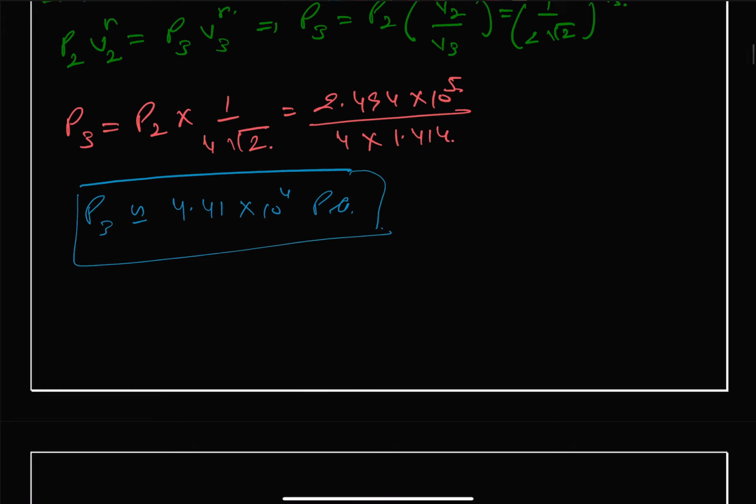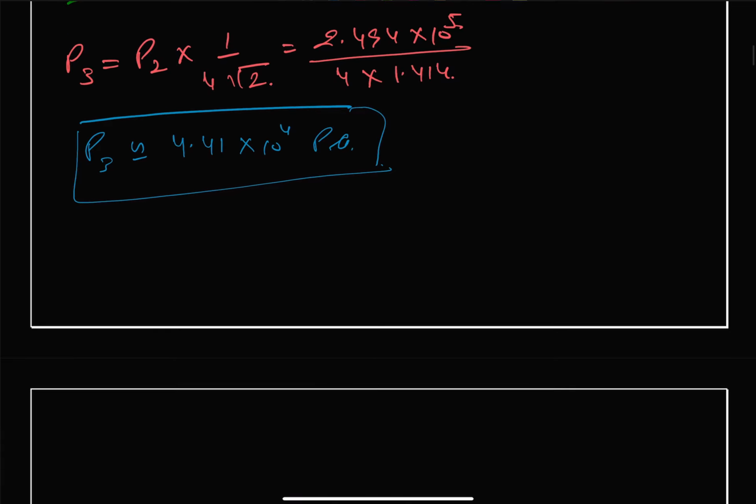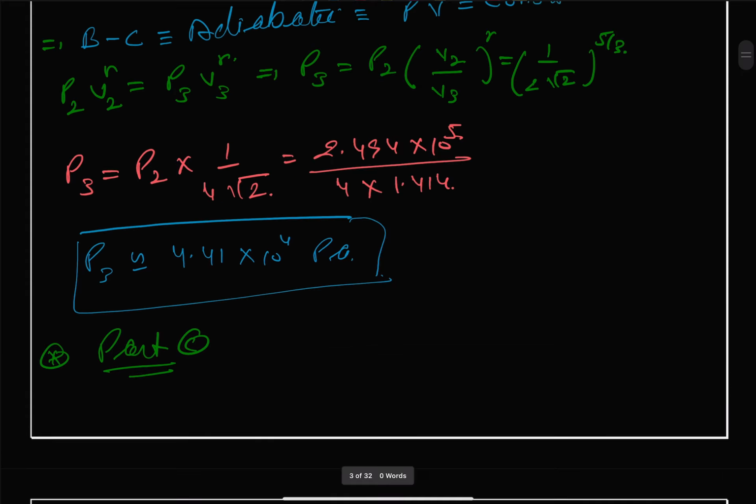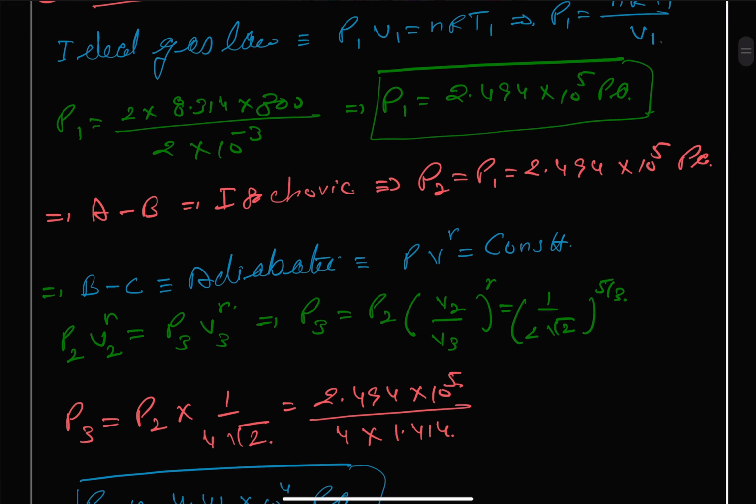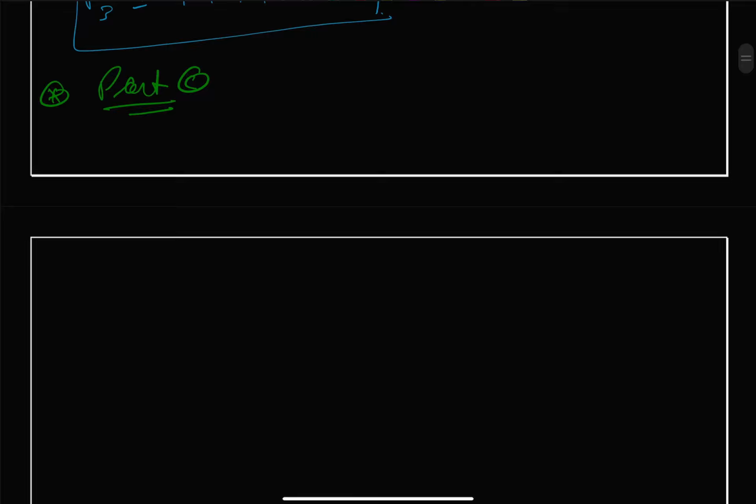So we got our final pressure as well as the final volume. Now we come to part C, work done by the gas. One second, sorry, it is isobaric, not cyclic, because it is a constant pressure. So here we are having two processes, isobaric and adiabatic. So total work done will be the summation of both.